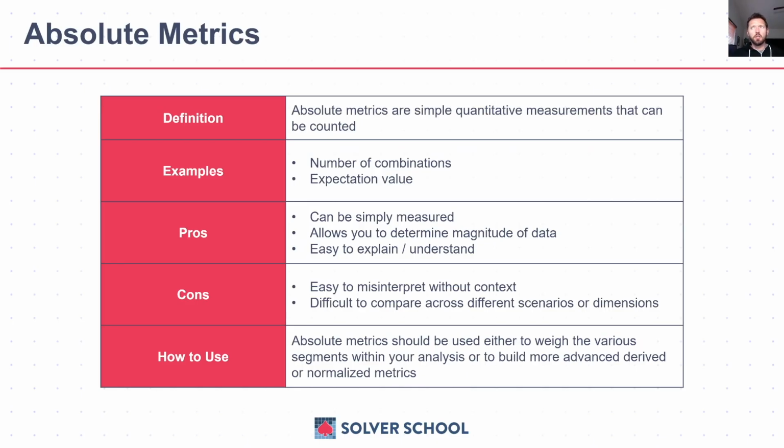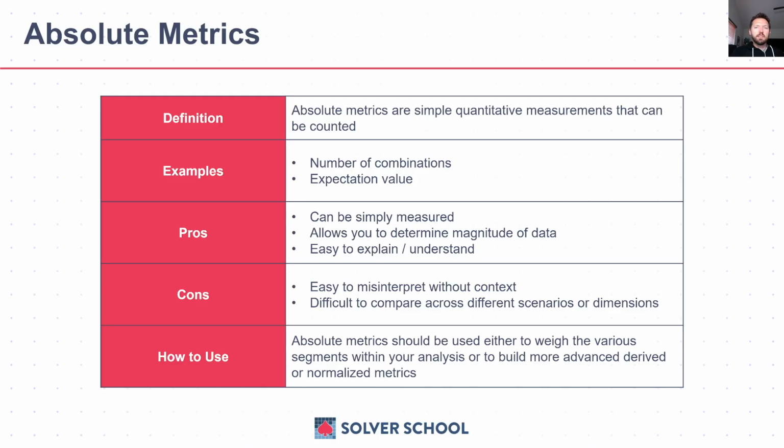Let's dive into absolute metrics a little bit more. Absolute metrics, as I've mentioned, are simple quantitative metrics that can be counted. Examples of these are things like the number of combinations of a particular hand or expectation value. Now, the benefits of these types of metrics is that they can be simply measured, first off. It allows you to determine the overall magnitude of the data. So it's easy to see and understand that an expectation value of 200 big blinds is twice as much as the expectation value of 100 big blinds. It's also easy to understand when you're actually trying to explain this to other people.